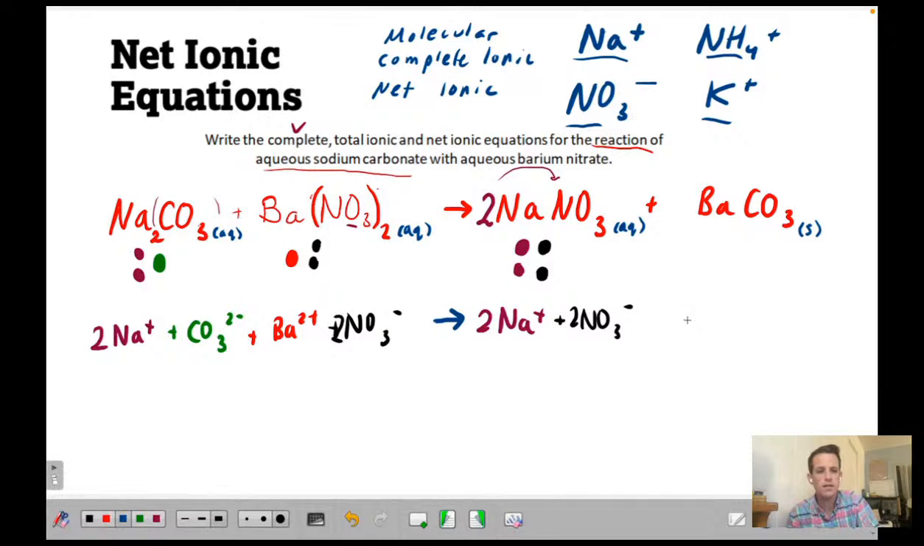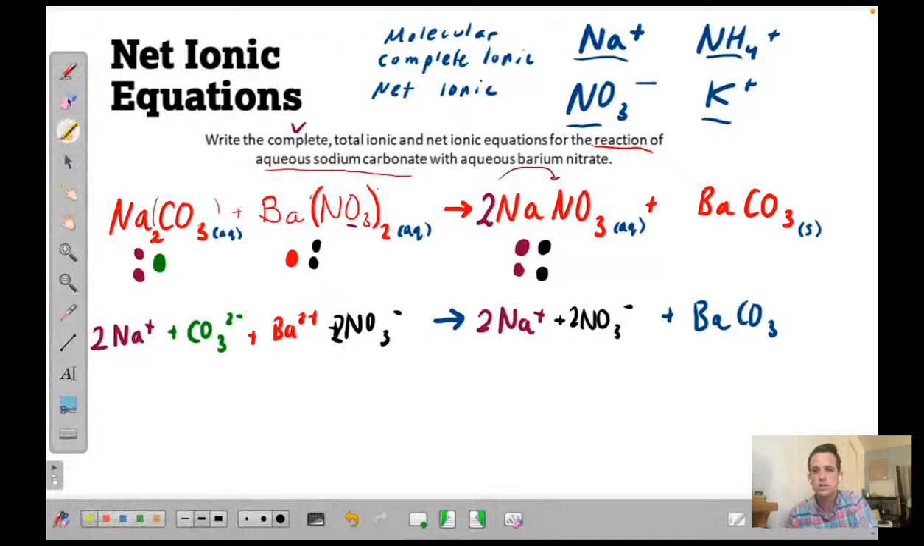And then we have our barium carbonate, which is a solid, so it's not going to break down into anything. It's going to stay solid. It's not going to dissociate into its ions. All right, so this would be our complete ionic equation. And finally, we're going to go through and cross some stuff out that's the same on both sides. So I see I have a sodium here and a sodium here. So these are what we call spectators.